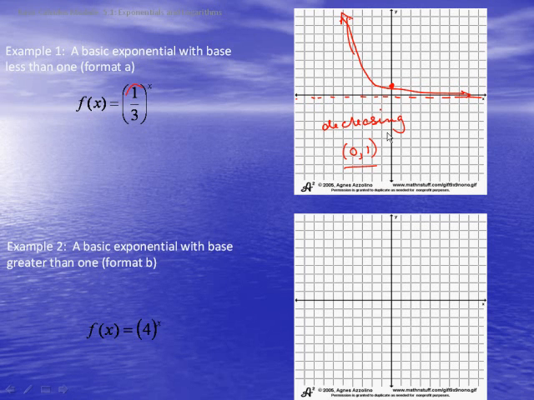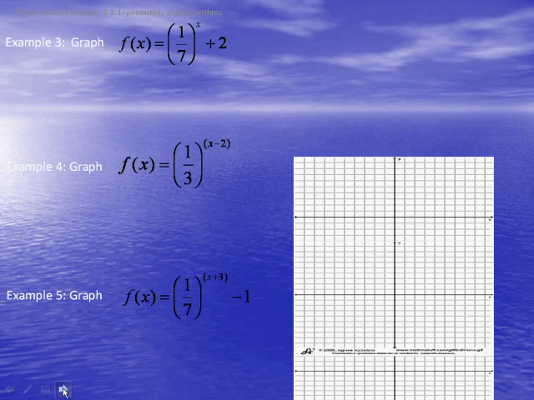In example 2, a basic exponential with the base greater than 1. So notice that this base right here is greater than 1. It does almost the same thing. It still has 0, 1 as its point, but instead it increases, and it does this. Notice again, going to the left as it heads toward negative infinity, it's treating the x-axis as a horizontal asymptote. So this one is increasing, and its famous point or point of reference is 0, 1.